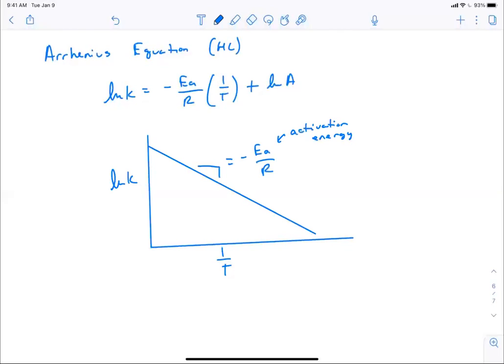So, the intercept here is the natural log of A, which is your frequency factor, which takes into account the orientation of the particles. Because at that point, 1 over T is essentially temperature's infinity, so every particle has enough energy to react. So it's no longer about the energy, it's about the orientation and collisions.